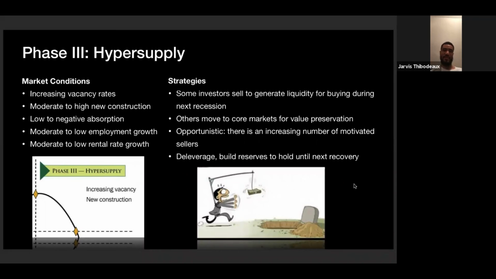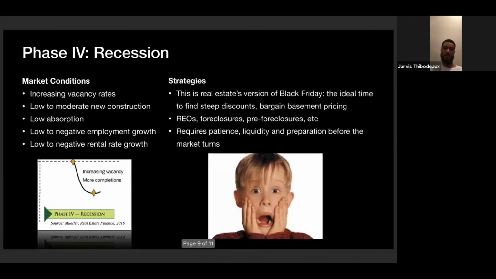So I just covered the peak and then the slow decline, and then you'll get into the recession, which I think Nick will continue. Yeah, thanks.